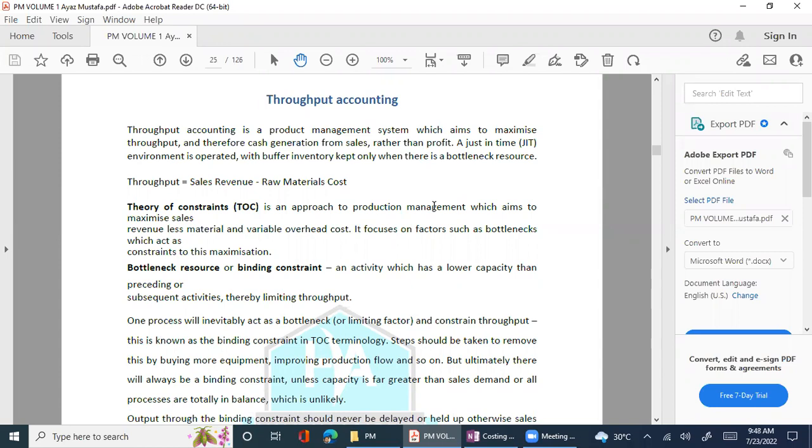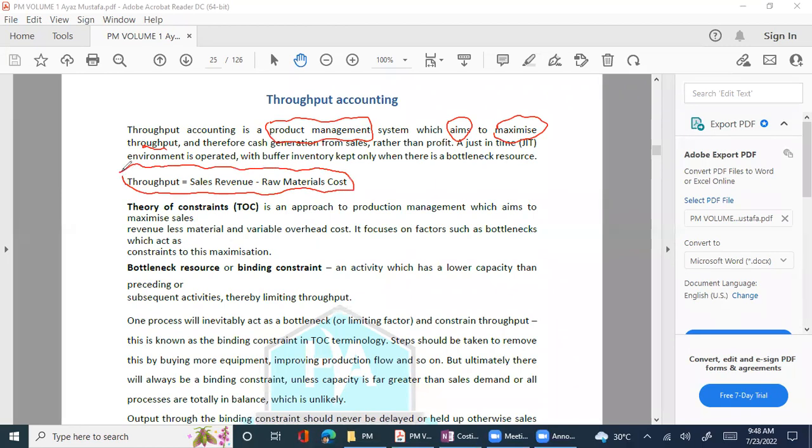The term throughput accounting is basically a production management system or technique which aims to maximize the throughput. Now, we need to understand the meaning of throughput. Throughput is basically the difference between sales revenue and material cost. So if we subtract only material cost from the sale price, we will get the throughput.